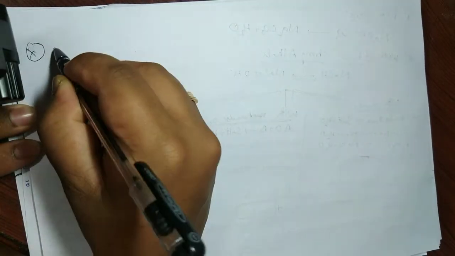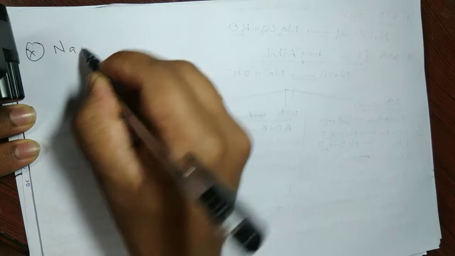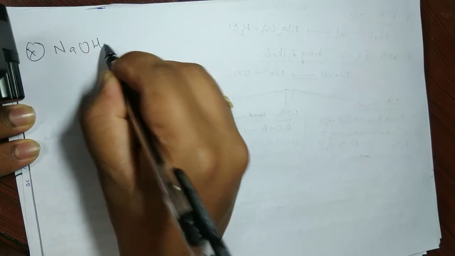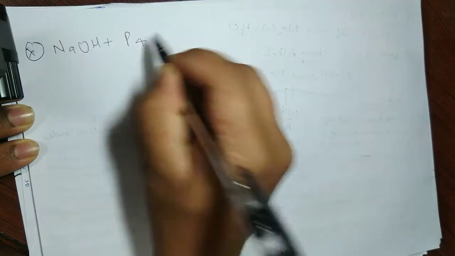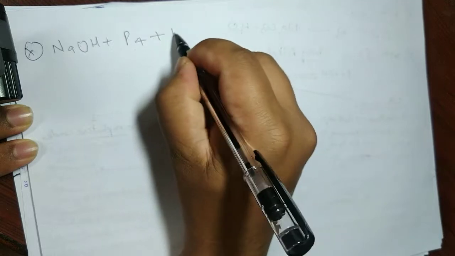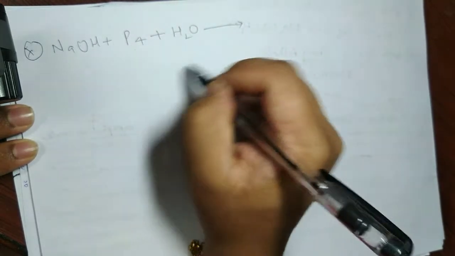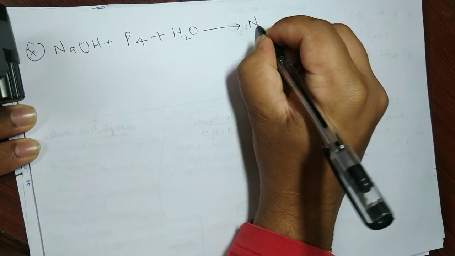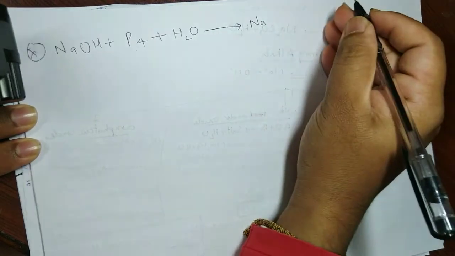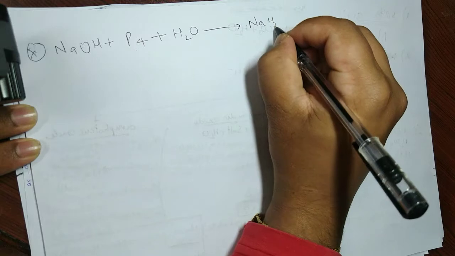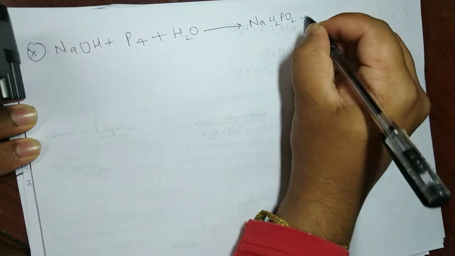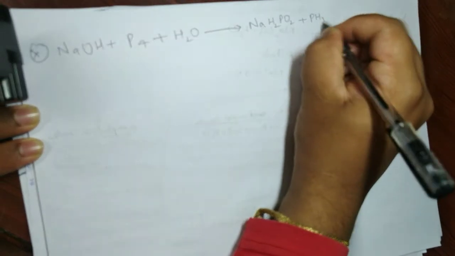Same, NaOH plus P4. In fact, in the presence of water we have an aqueous form. So in the presence of water we find that sodium hypophosphite, that is NaH2PO2, is formed along with phosphine.